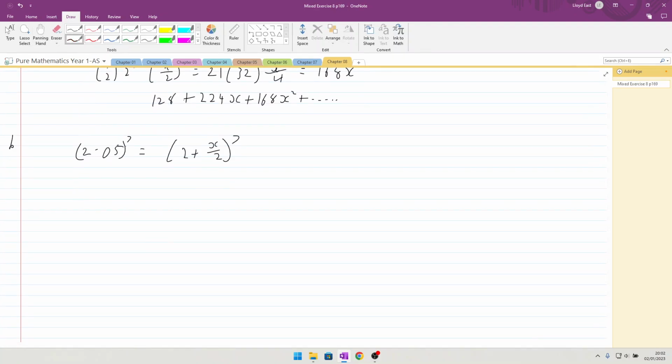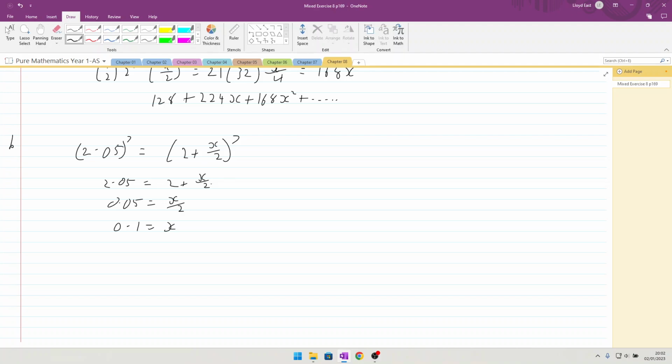you can take the seventh root of both sides, giving you 2.05 equals 2 plus x over 2. Take away the 2 on both sides and you get 0.05 is equal to x over 2. Multiplied by the 2, and we get 0.1 equals x.